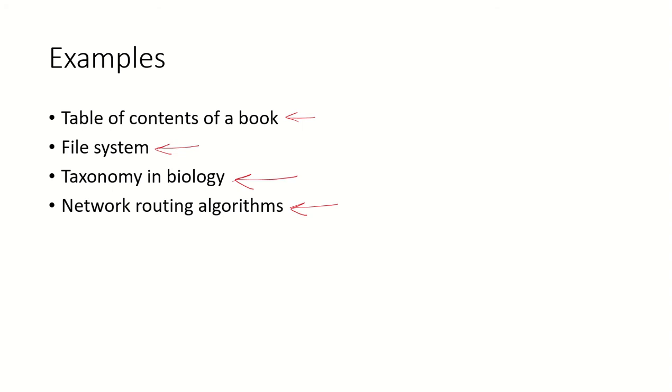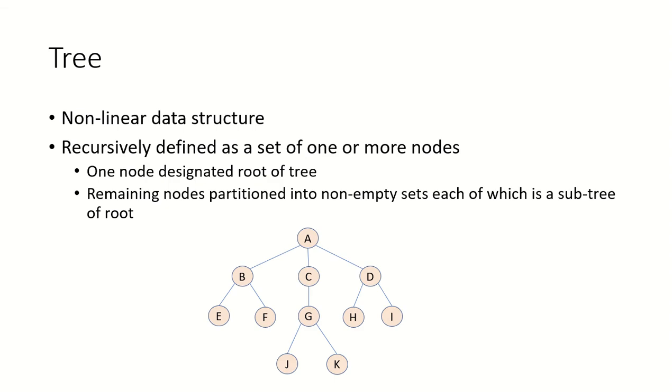So how do we store this kind of data? Tree is one data structure which helps us to store this hierarchical data. This is a non-linear data structure. We have come across many linear data structures. We have read about the arrays, the stacks, the queues. So these are linear data structures. But tree is a non-linear data structure. And it can be recursively defined as a set of one or more nodes.